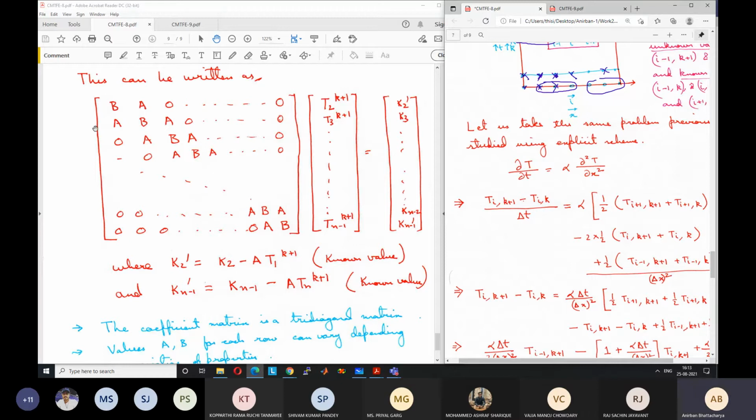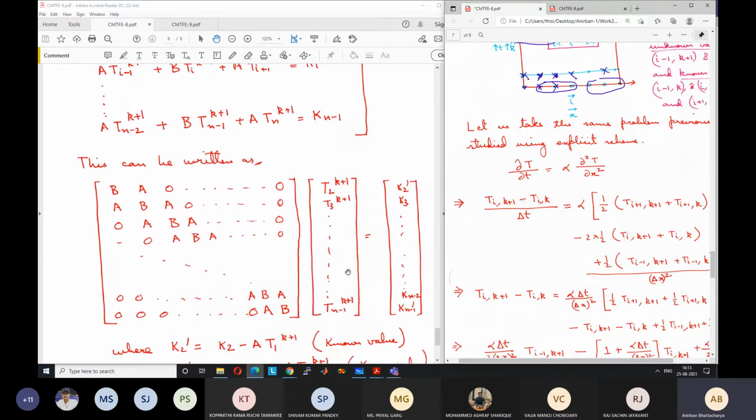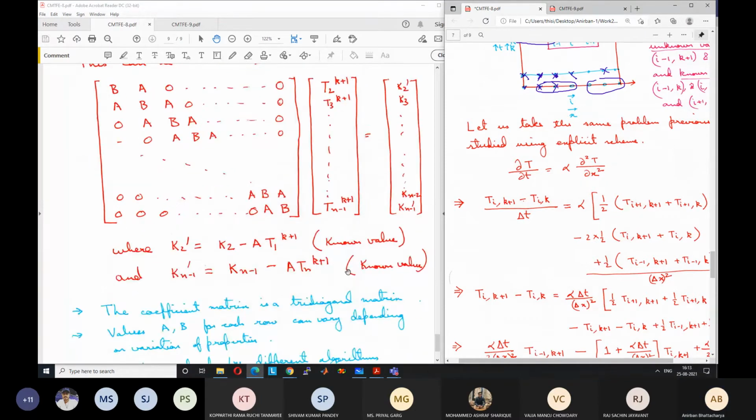So if it is in MATLAB, we can do it in one step, but in real life, you can develop better algorithms for solving it. Any questions? No questions.